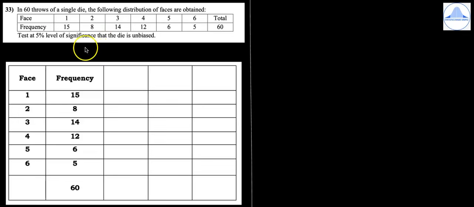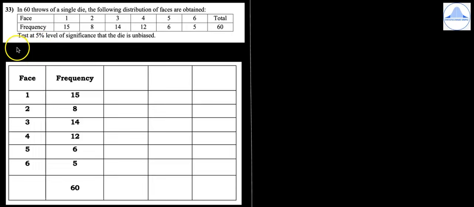33rd question. In 60 throws of a single die, the following distribution of faces are obtained. So in the table, they have given face from 1 to 6 and the corresponding frequencies are given. Test at 5% level of significance that the die is unbiased. So when they ask a question like this, test whether the die is unbiased, only with regular practice you will know that this problem comes under chi-square test for goodness of fit.